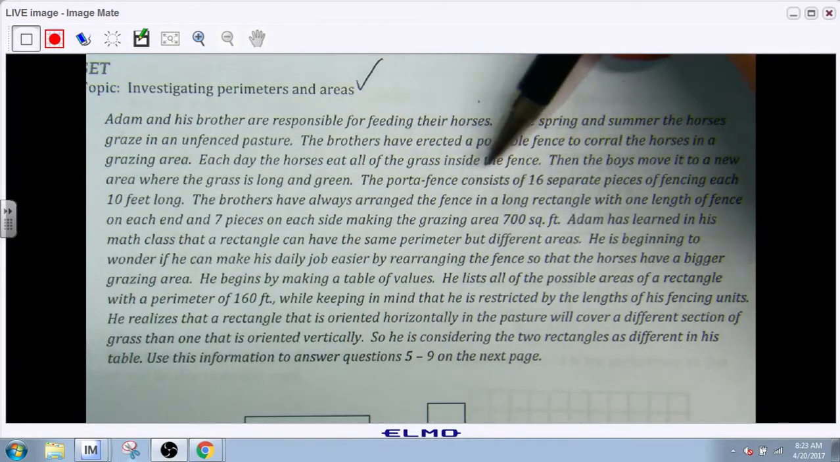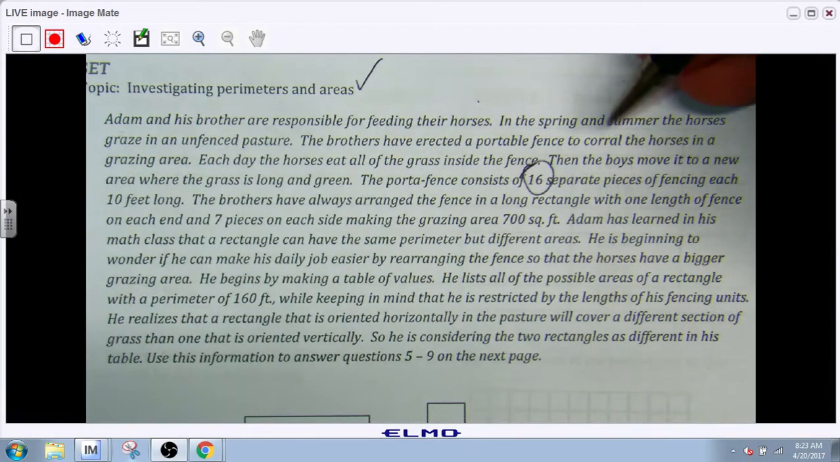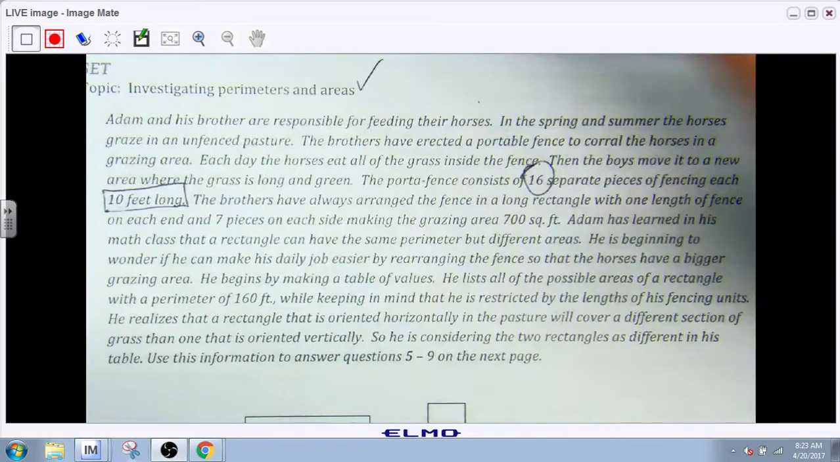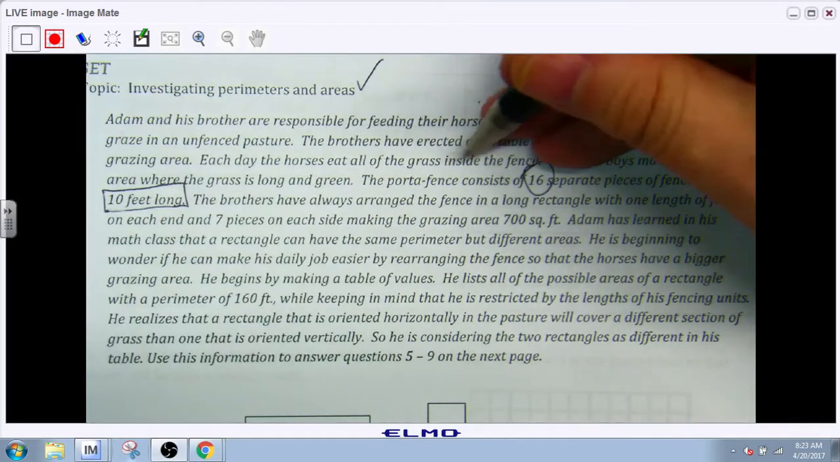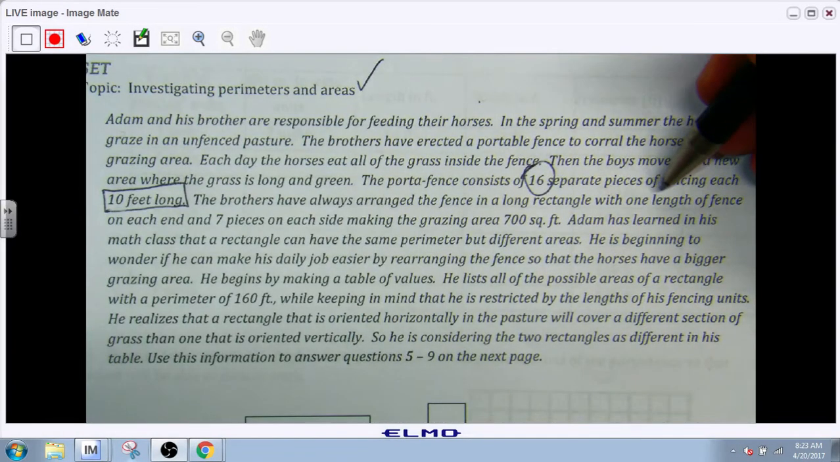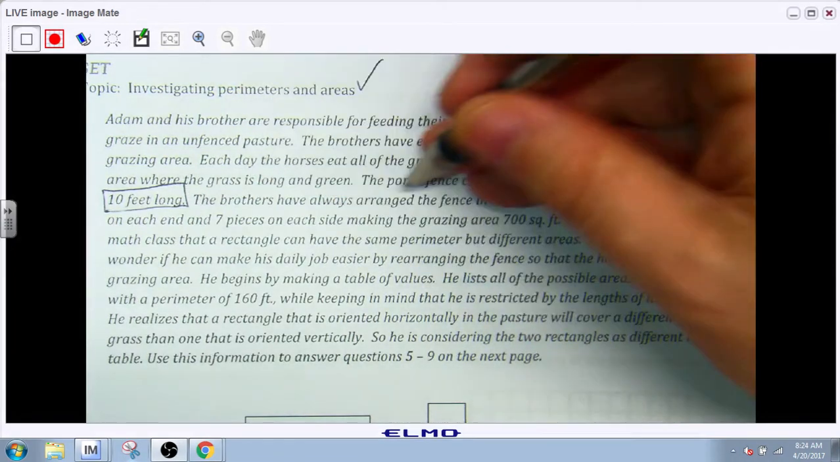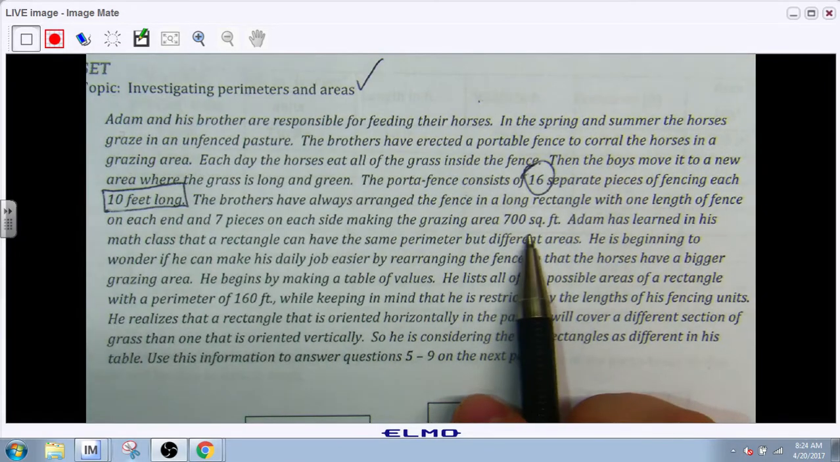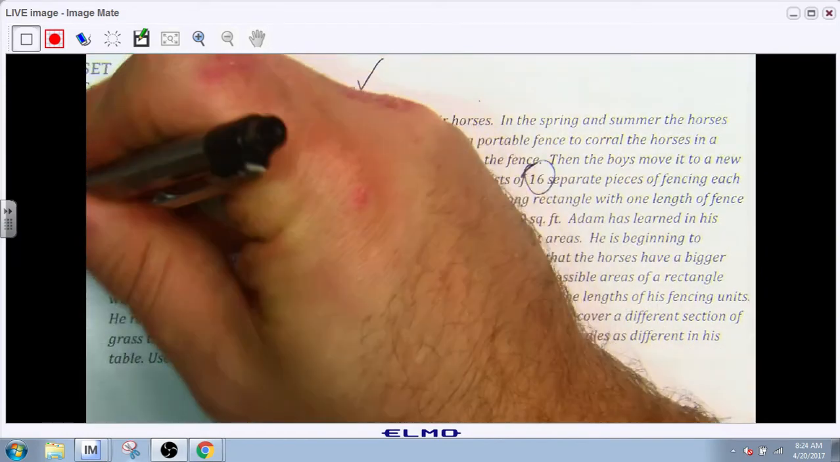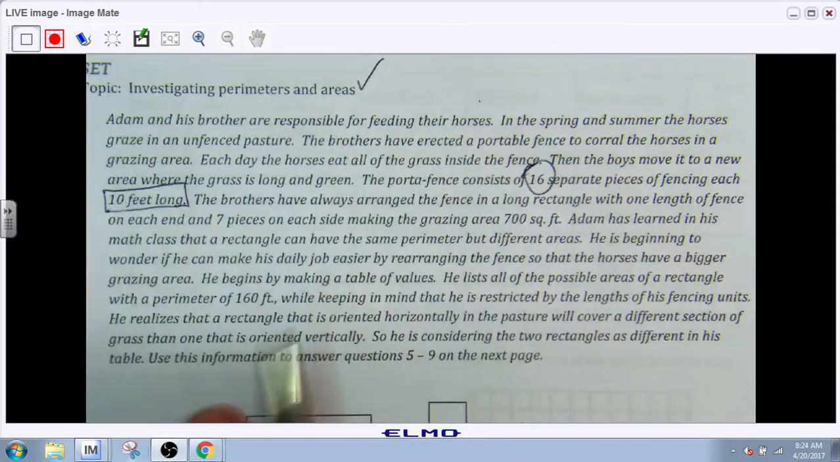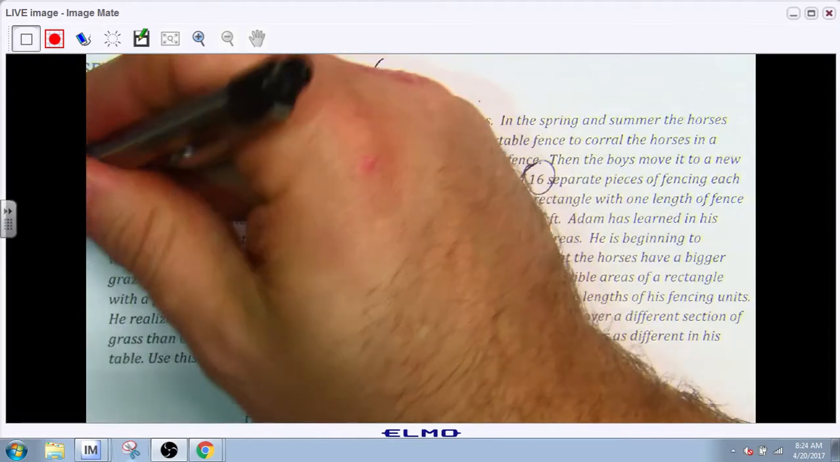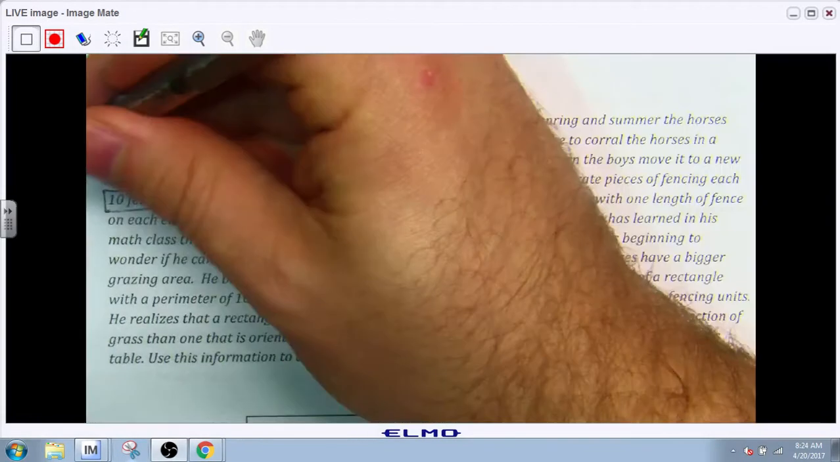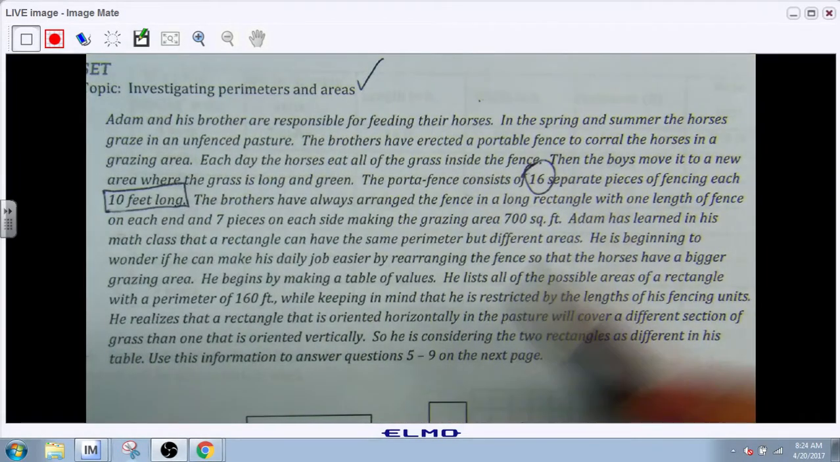The porta fence consists of 16, that seems like an important number, separate pieces of fencing, each 10 feet long. Okay. The brothers have always arranged the fence in a long rectangle with one length of fence on each end and 7 pieces on each side, making the grazing area 700 square feet. Okay, does that make sense? So we have 7, 7, okay, that's 14, so that means 15, 16, 1 and 1. That would be how they typically do it.